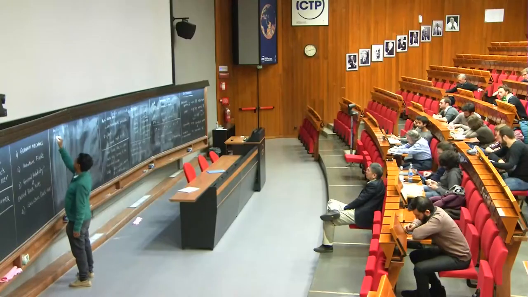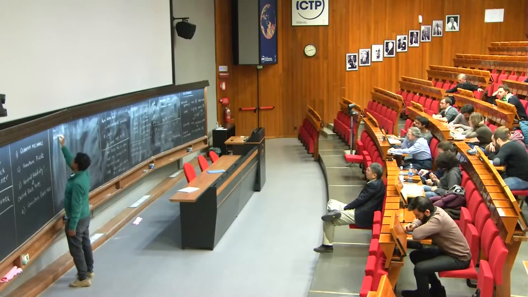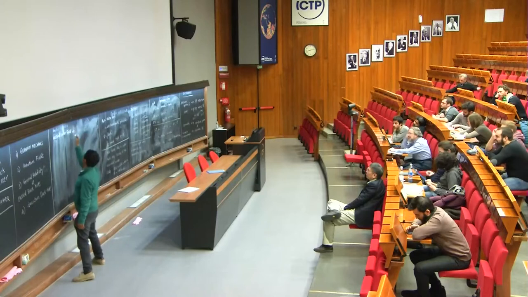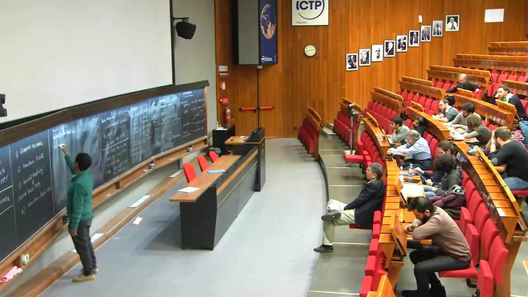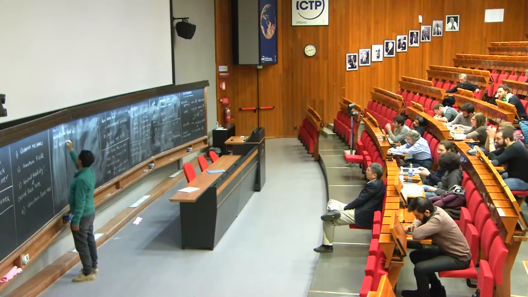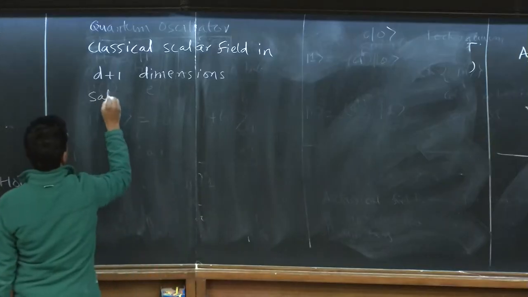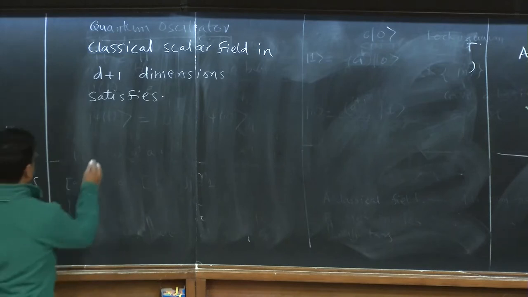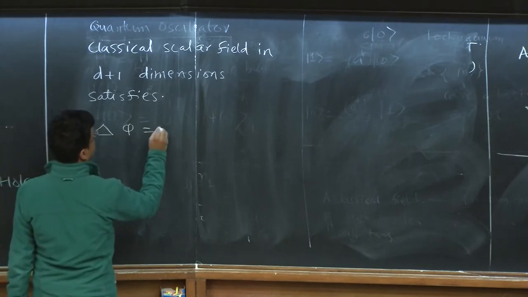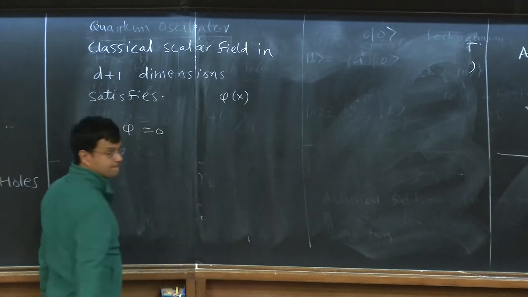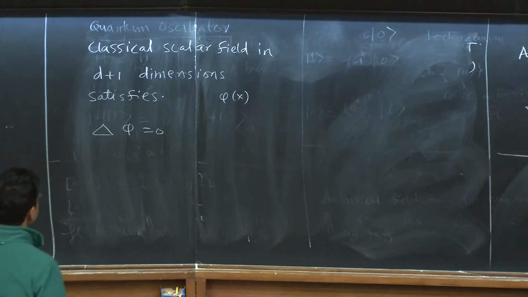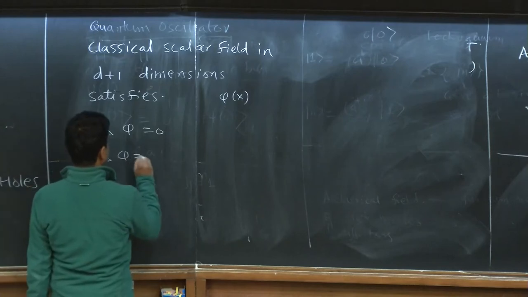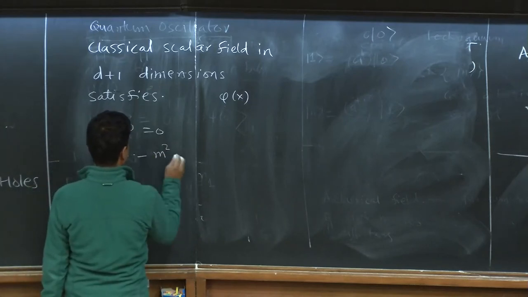Okay, so a classical scalar field, in d plus 1 dimensions, because 1 is time, satisfies delta, the Laplacian, acting on phi is equal to 0. Or there can be more generalizations of this. For example, it can be delta phi minus m square phi equal to 0.